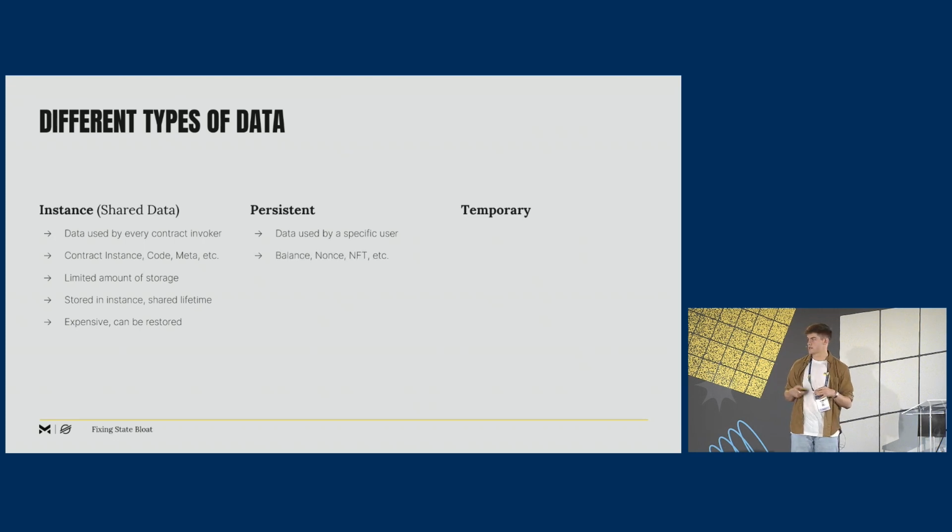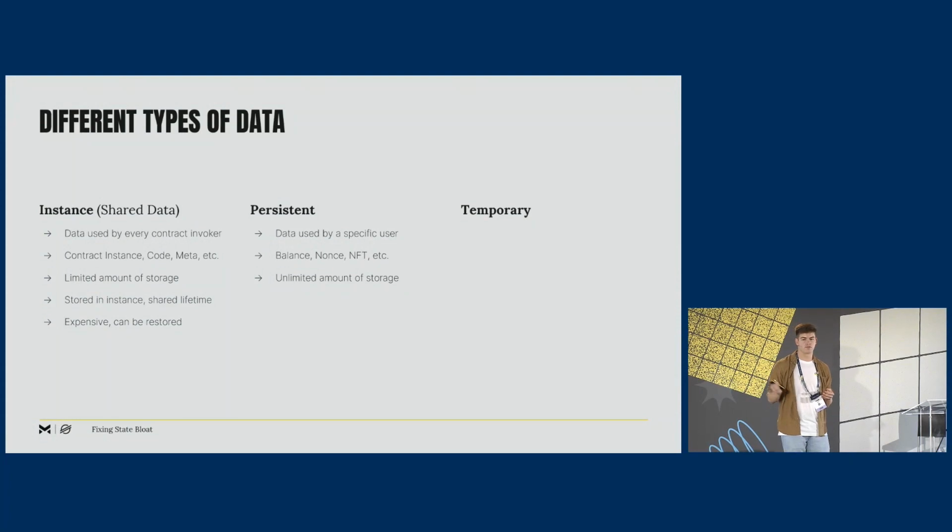Next, persistent data. Persistent data, unlike shared instance data, is appropriate for user data. Some examples include balances, nonces, NFTs, etc. This is appropriate for any user state that you need to keep around for a while or that's valuable. This has an unlimited amount of storage, so you can have an arbitrary number of these entries, making them appropriate for user state, and each entry has a separate lifetime. Finally, similar to our instance data, this is relatively expensive data, but it can always be restored if you forget to bump it.